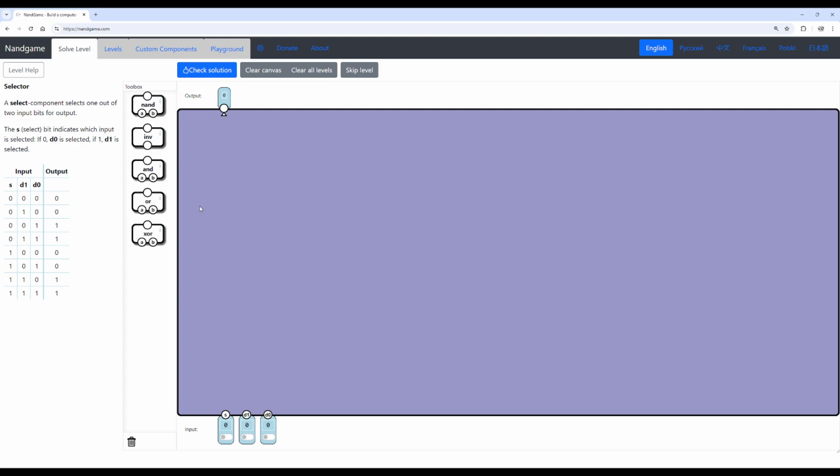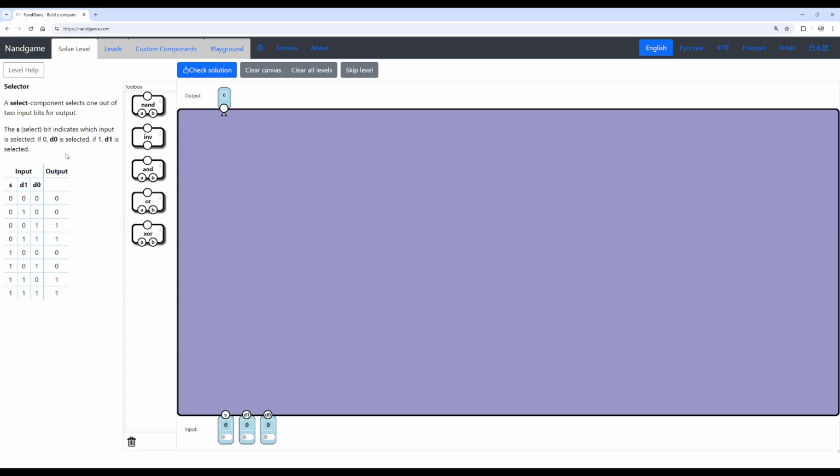We're just going to talk about two components. These are very interesting and important components that pretty much allow CPUs to work. And that, of course, is what NAND game calls the selector, but it's known to the industry as a multiplexer. So let's see what it does.